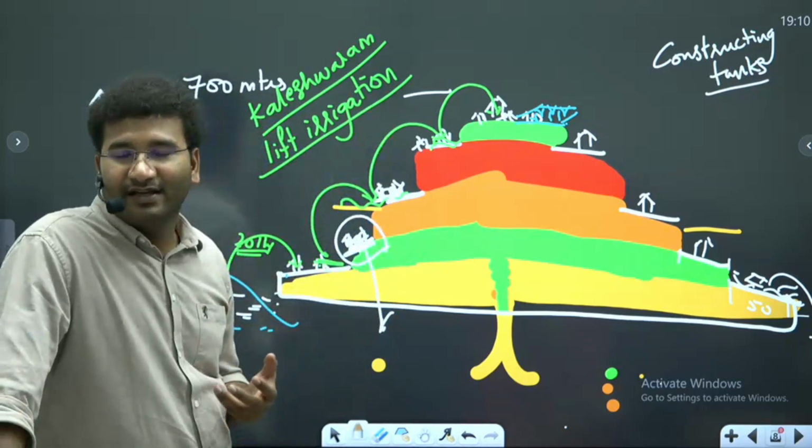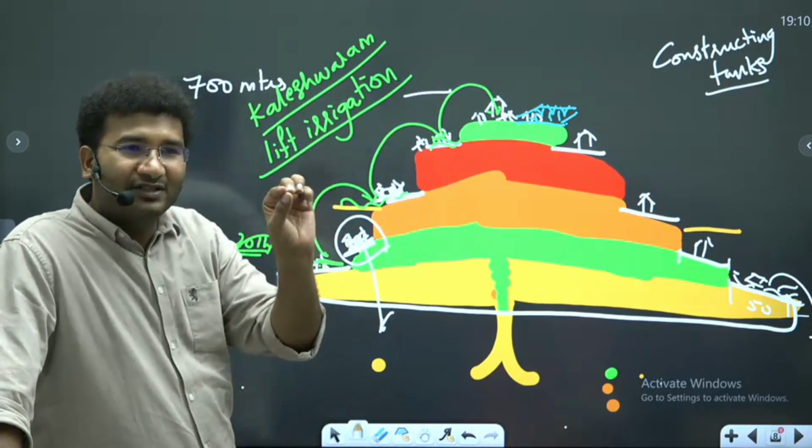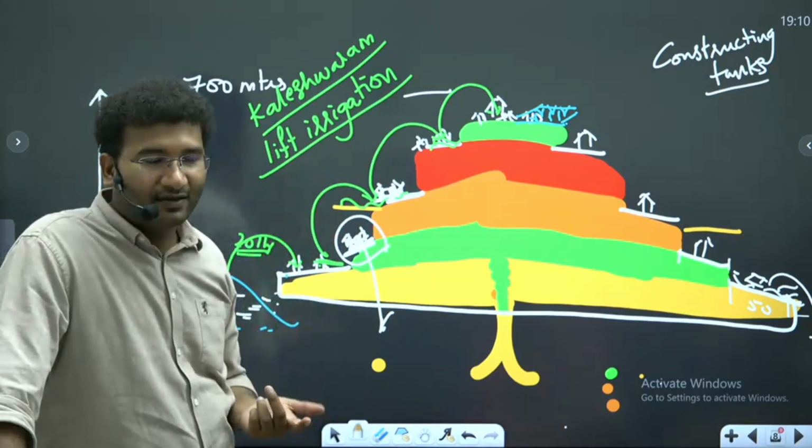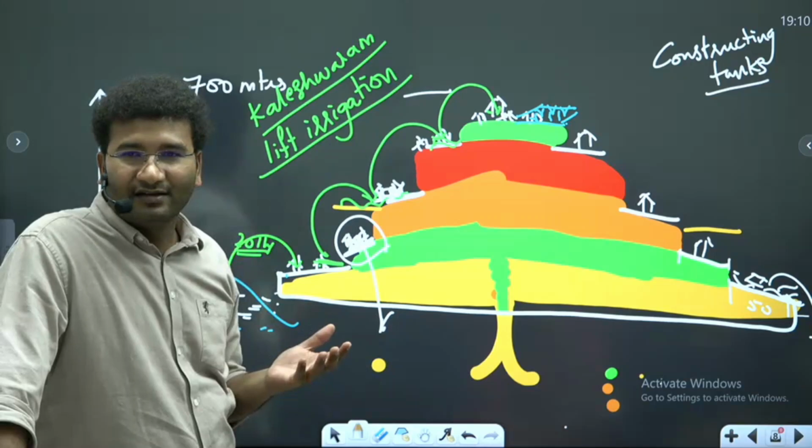In current affairs, the examiner can ask you, Medigatta project is on which river? Match the following. They'll give you another: Bangalore water crisis.